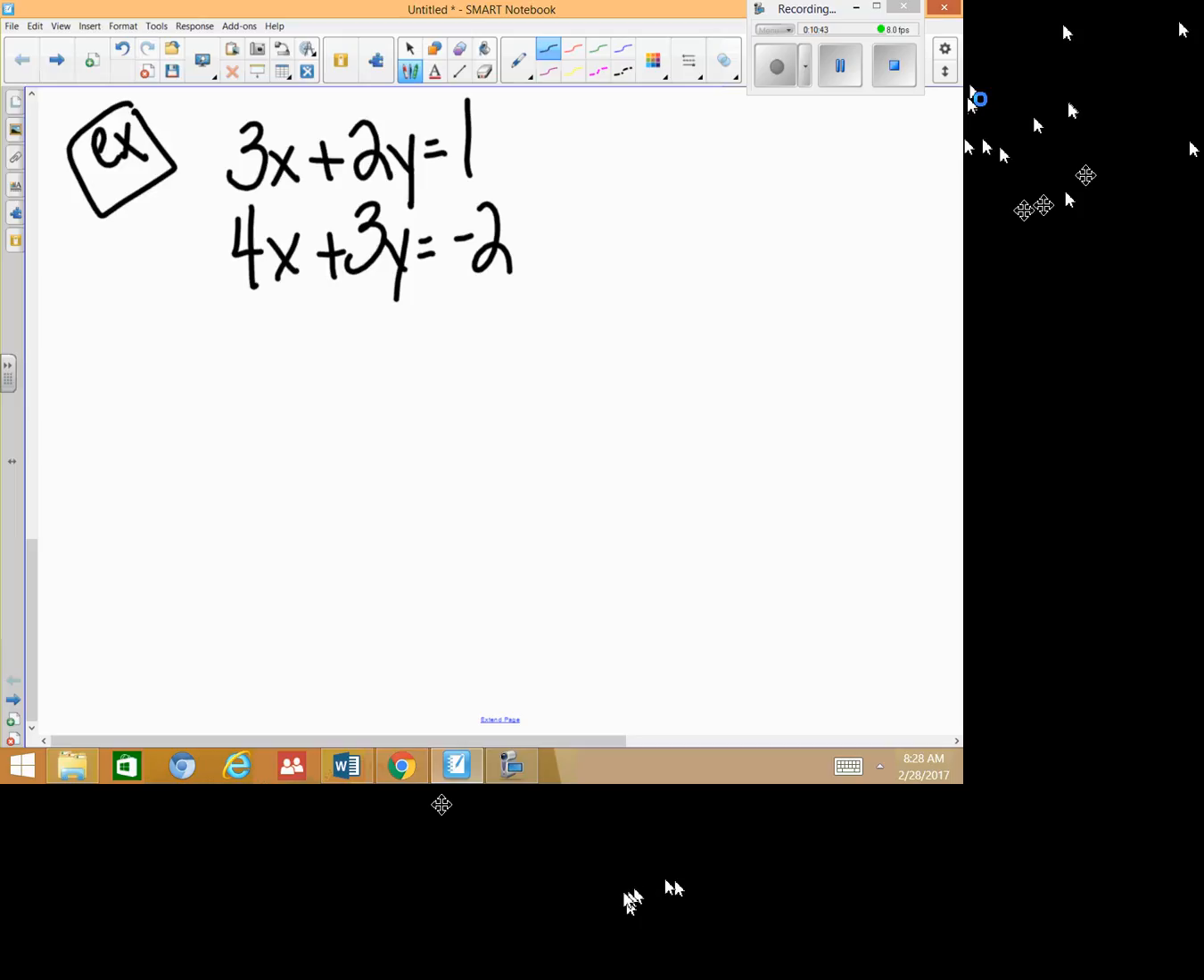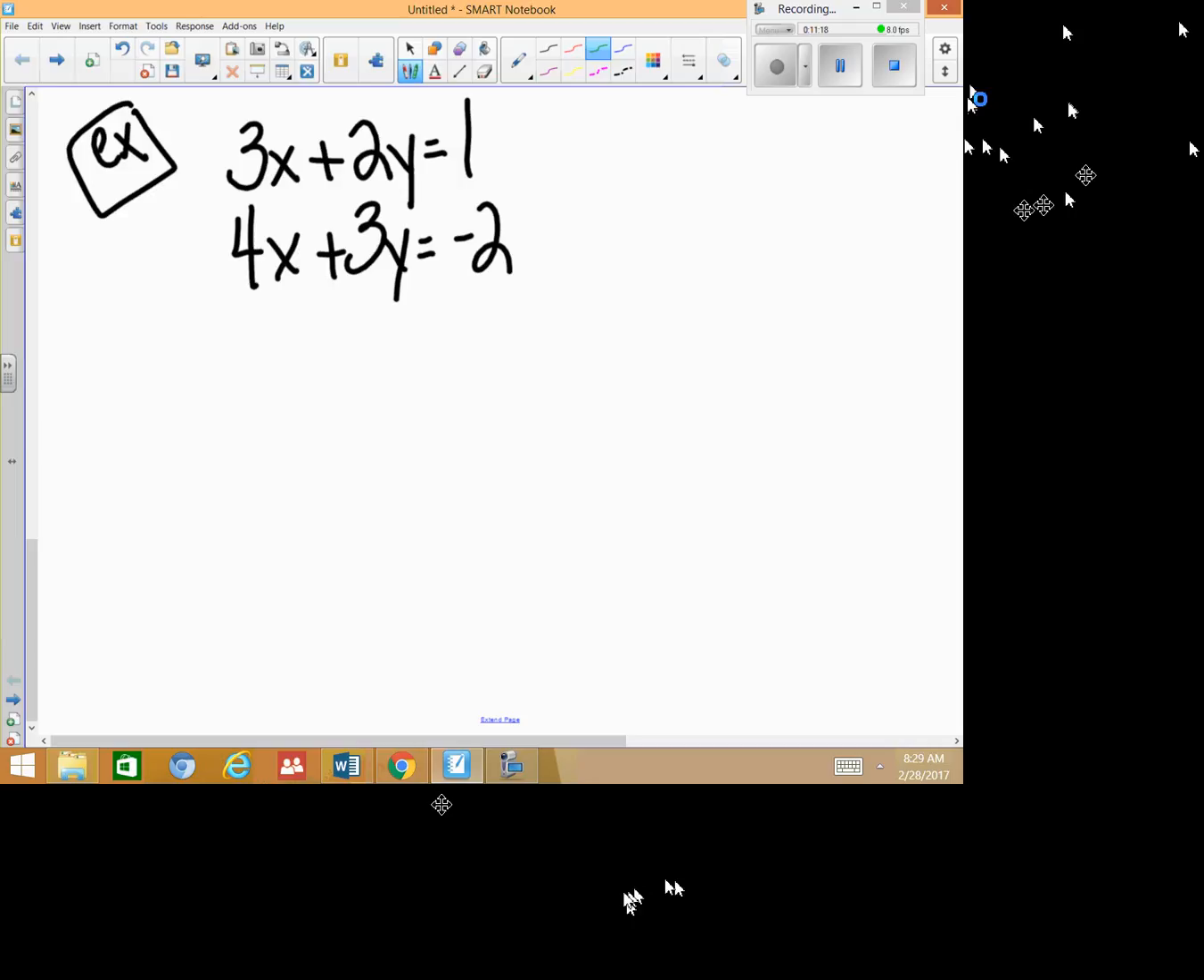If you look at the X's, the 4 and the 3, what number would I have to get to? 12, right? If you look at the 2 and the 3, what number would you have to get to? 6. Usually I pick the one that I'm most comfortable with. If you're most comfortable with the 12 and your 4s and 3s, hey, whatever. If you're more comfortable with your 6, pick that one. I feel like 6 is smaller, so do you want to go to that one? Yeah? Okay.